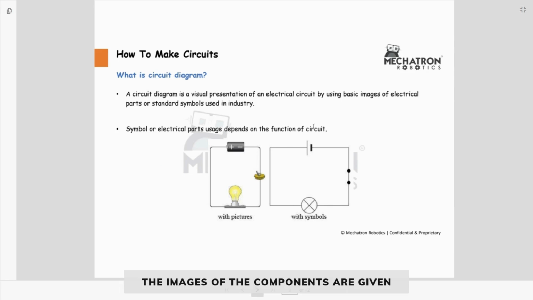So as you can see, this is a battery, this is a switch, and this is the LED bulb. Here the images of the components are given. But in the second image, if you can see, the symbols of the components are used. So this is the symbol of a battery, this is the symbol of a switch, and this is the symbol of a bulb.